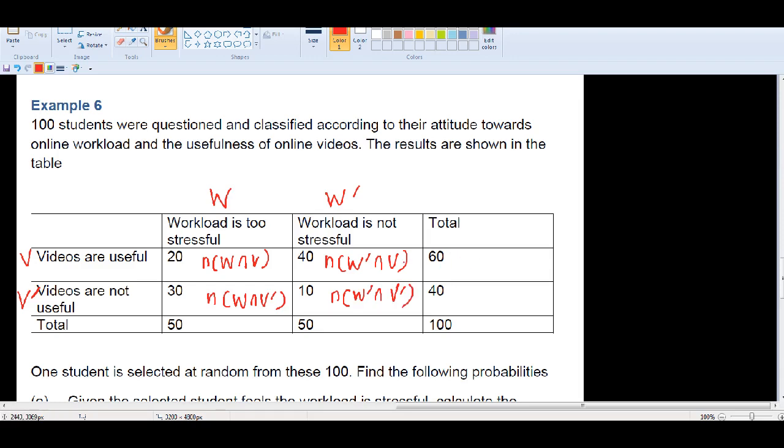Okay, so we understand that 60 means all elements in V, and this means all elements not V, and 100 will be all elements in the universal set. And that 50 means here.